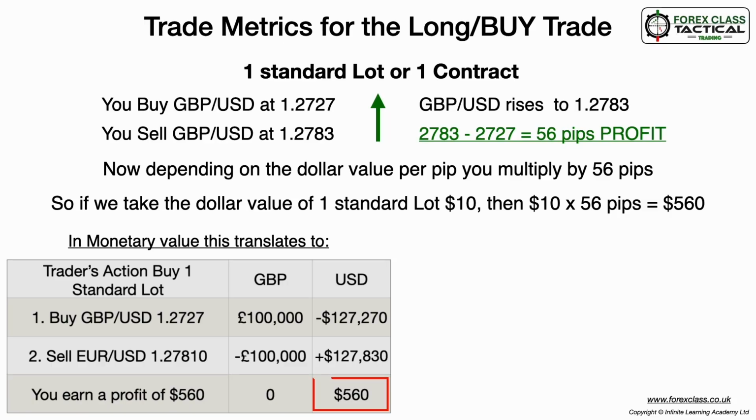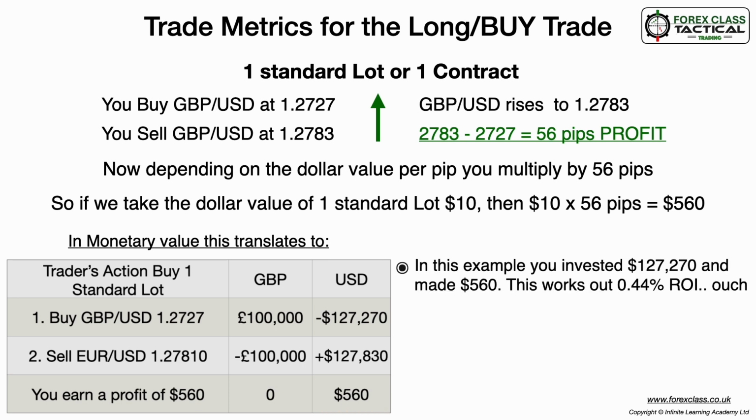That means your $560 profit represents a 0.44% return on investment for that trade. To calculate your return on investment, you simply divide your $560 by your position size of $127,270.